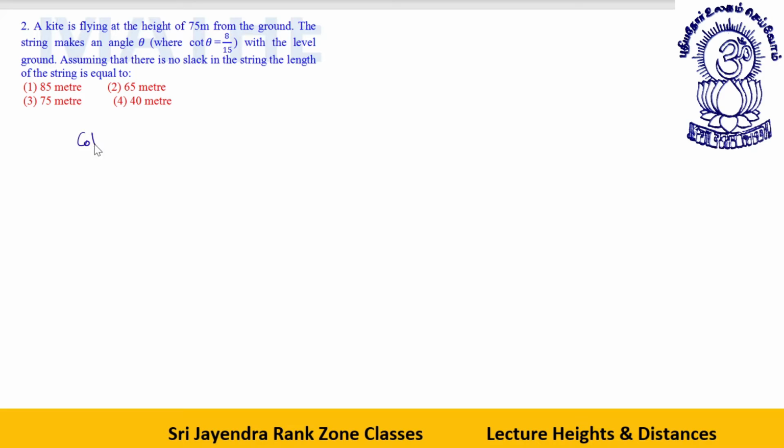See, first of all, dear students, what is cos theta? Cos theta is 8 by 15. Cos theta is base by hypotenuse. So directly 8, 15, 17, Pythagoras triplet. H is equal to 17. Okay, 8, 15, 17, Pythagoras triplet. Now what do we have? A kite is flying at a height of 75 meters from the ground.